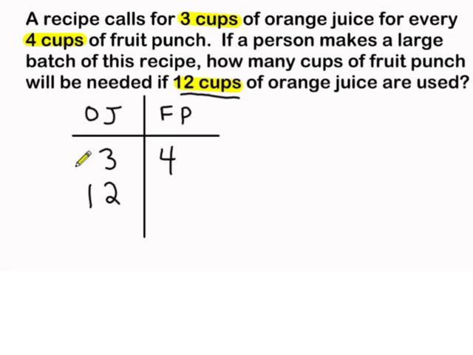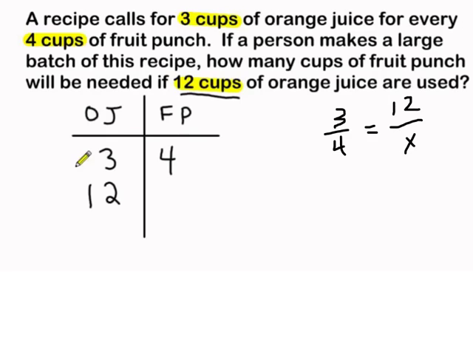Alright, so this is one way that you can do this and think of this. A recipe calls for 3 cups of orange juice for every 4 cups of fruit punch. So in other words, you could say 3 to 4 is the ratio. If a person makes a large batch of this recipe, how many cups of fruit punch will be needed if 12 cups of orange juice are used? 3 stands for orange juice and 4 for fruit punch. If I use 12 instead of 3, how many fruit punch will I need?